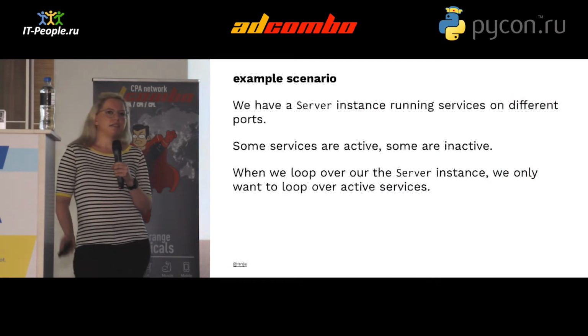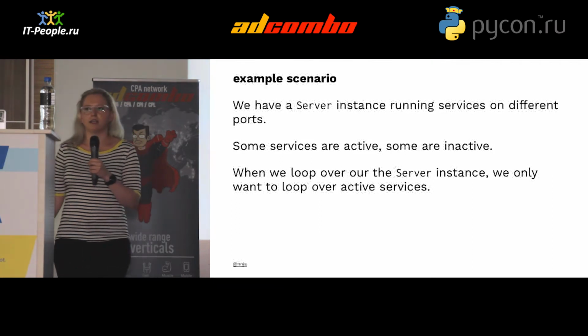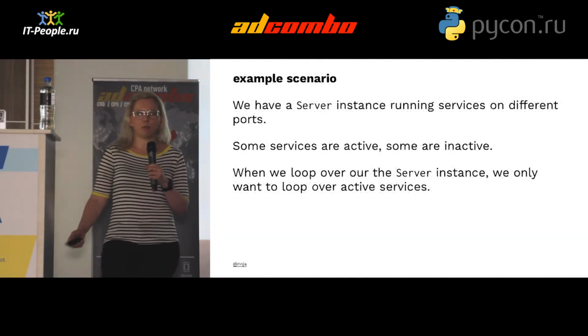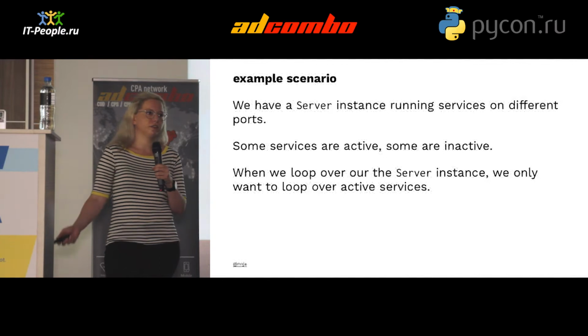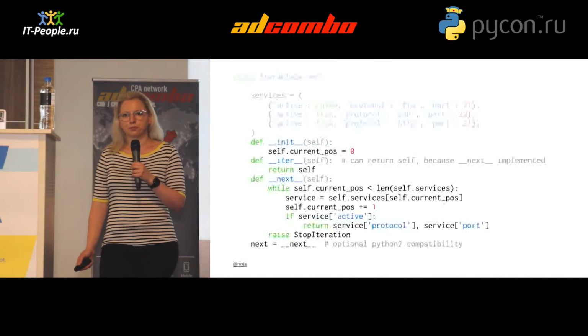So let's say we have this sample scenario. We have a server instance, and it's running different services on different ports. Now, some of these services are active, some are inactive. When we loop over the server, we only want to loop over active services.